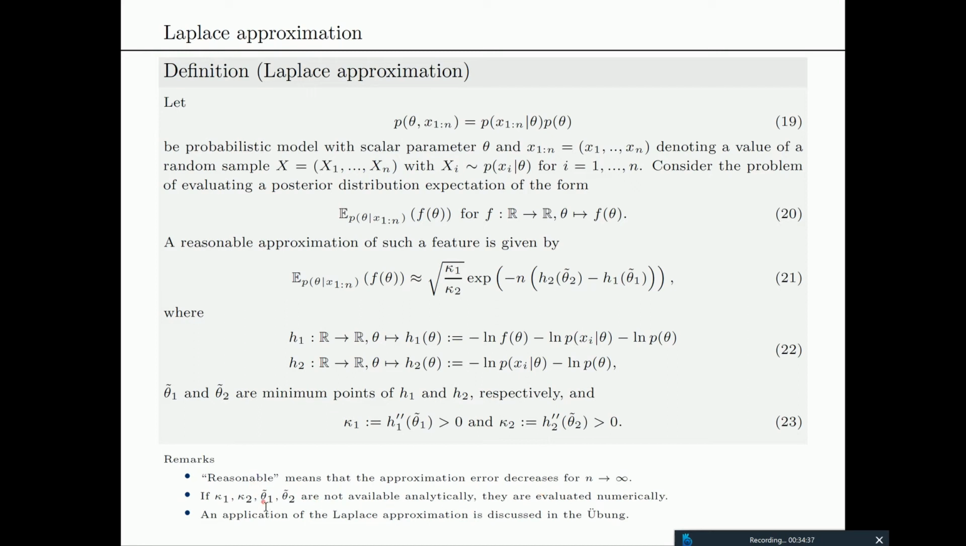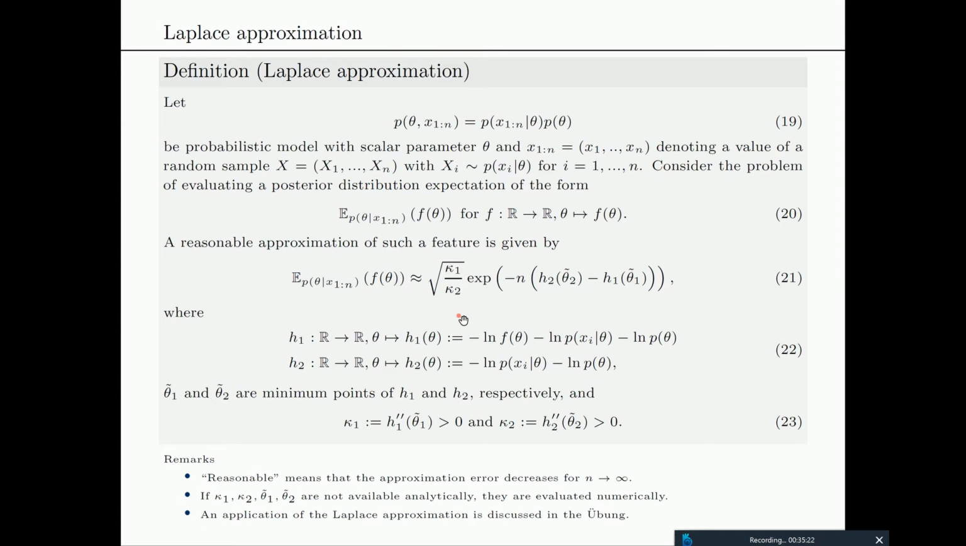Of course, you need to evaluate the second derivatives of these functions h, and you need to find the minima of these functions h1 and h2. This can hopefully be done analytically. We will discuss an example from the book in the Übung. If this is not analytically available, then you can find a minimum using numerical optimization, and then you would have translated this integration problem into an optimization problem. Good, so that's how that works. If you want to evaluate this posterior expectation, do this.